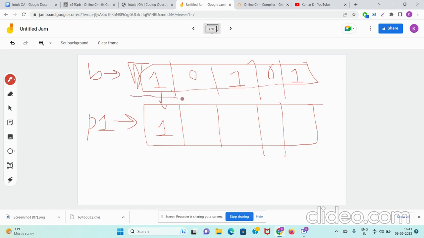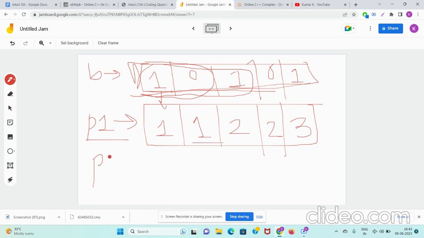How many ones are there in the first two indices? Only 1. So answer will be 1. How many ones are there in the first three indices of array B? There are 2 ones. So answer will be 2. How many ones in the first four indices? 2. So answer will be 2. How many ones in the full array? 3. So answer will be 3. This is our prefix 1 array which counts the number of ones till index I.